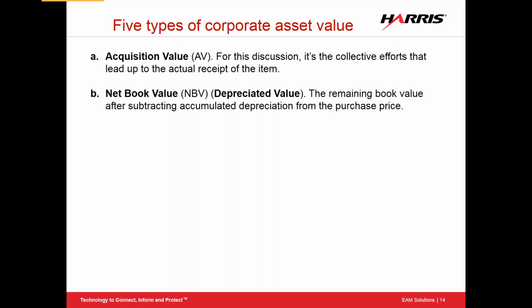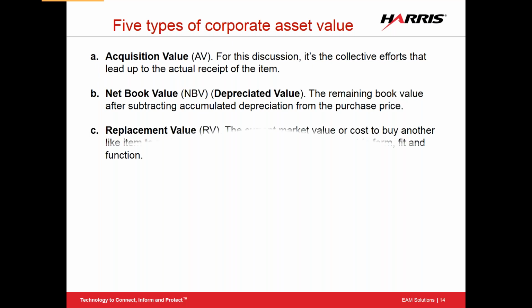Now, the net book value is more of a calculated value, obviously. It's the remaining book value after you subtract the accumulated depreciation from its original purchase price. A lot of you accountants eat, sleep this stuff. Replacement value is the current market value or cost to buy another like item, to replace it, or to provide a backup. And you may not get the exact model, the exact style, the exact color, but if it provides you with the same form, fit, and function, then you're in. If you're happy with that, then go for it.